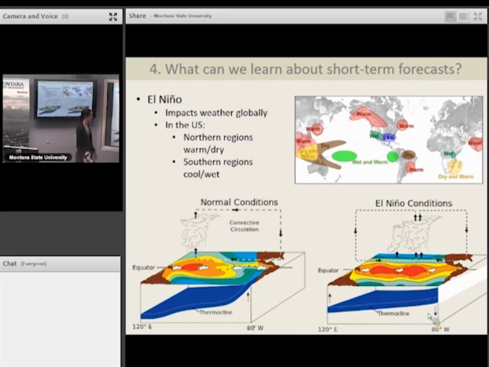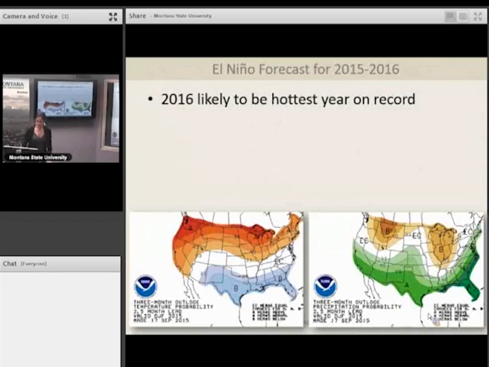Based on the forecasts coming out from NOAA, it's looking like globally 2016 is likely to be the hottest year on record. These maps are just showing the winter forecast, December through February, from NOAA for temperature here and precipitation on the right.